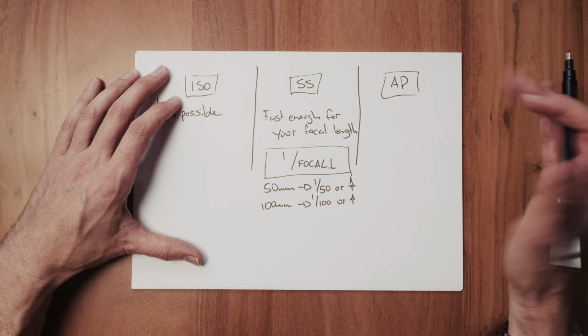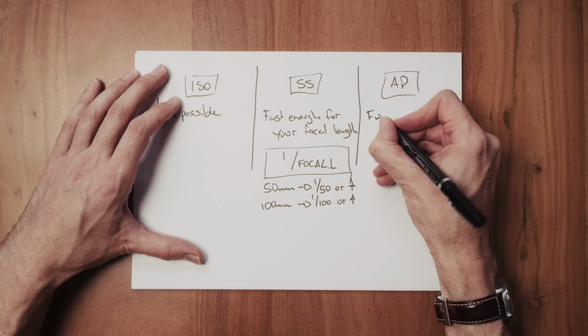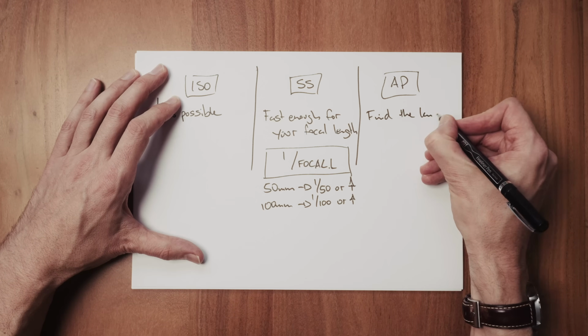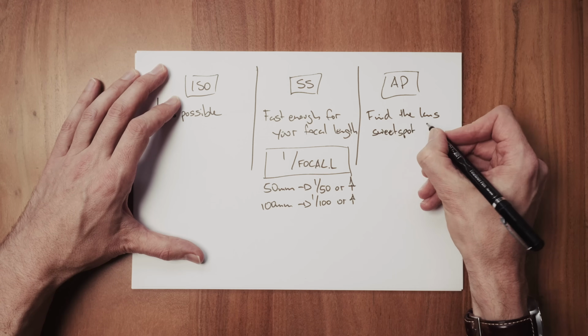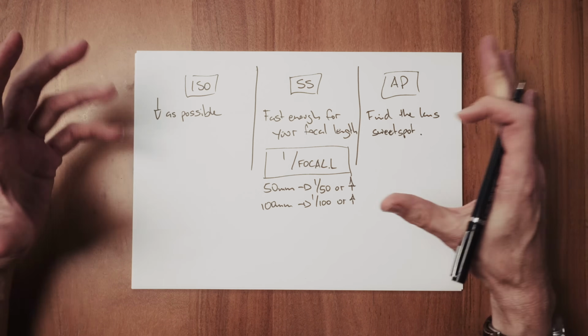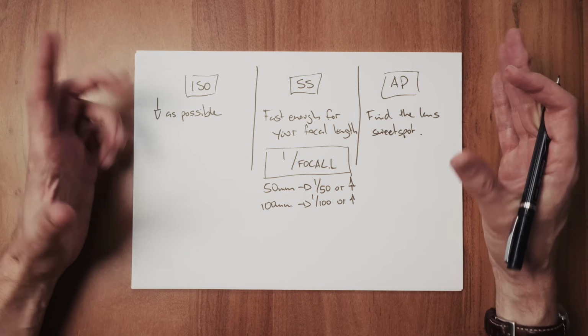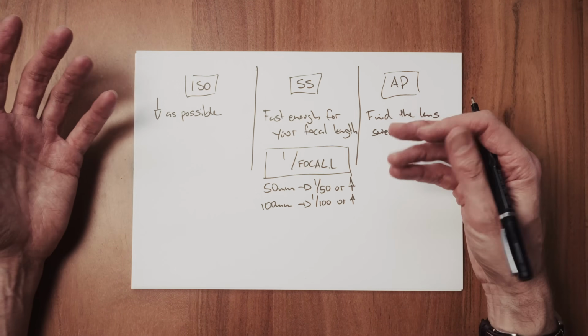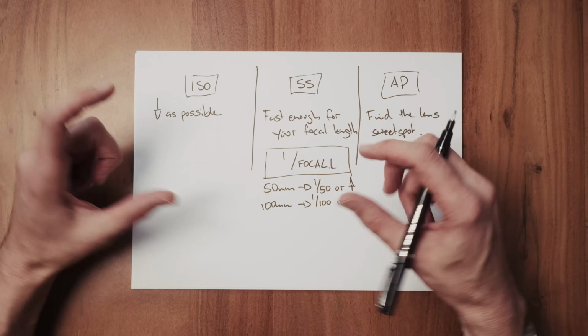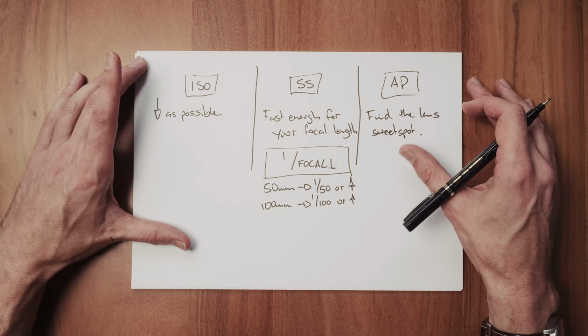When it comes to aperture, we just need to find the lens sweet spot. Every lens has a sweet spot, right? Every lens doesn't necessarily have the same sharpness throughout the lens range. You usually find if you open up the aperture wide to say f1.4, you get lovely bokeh and fall off, but the edges are a bit soft and the clarity isn't quite as good.